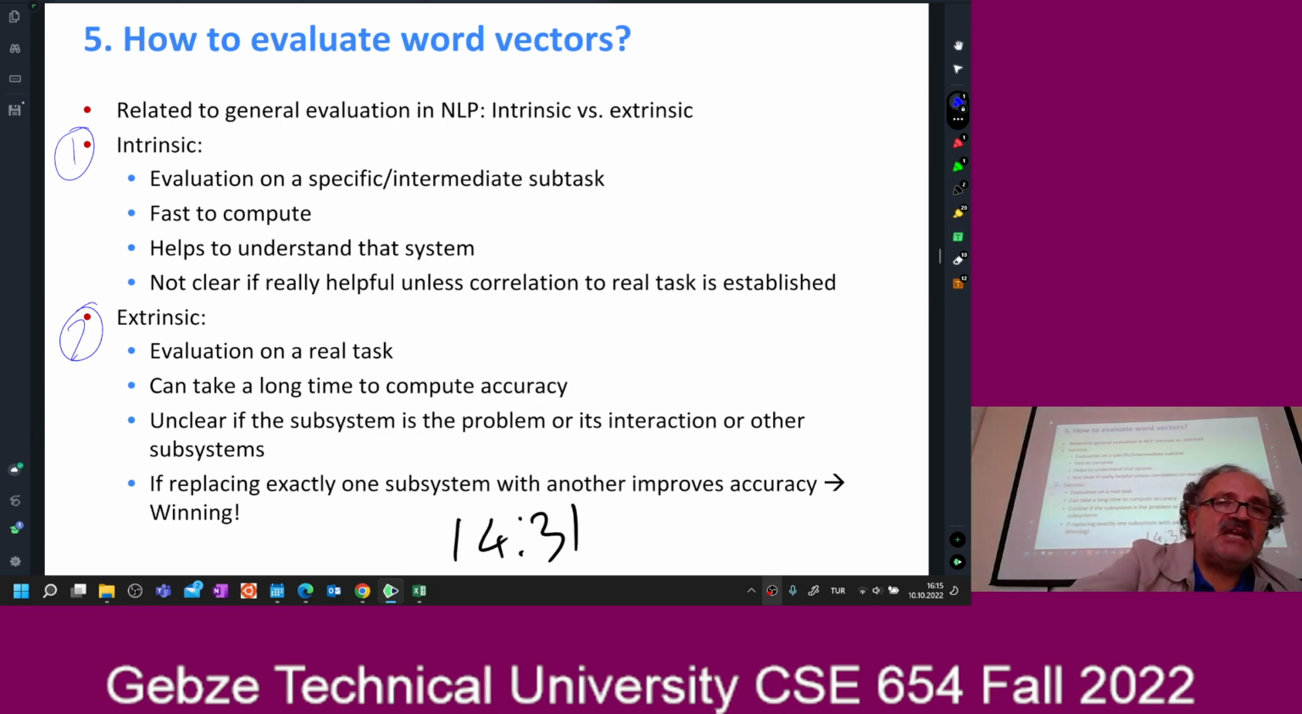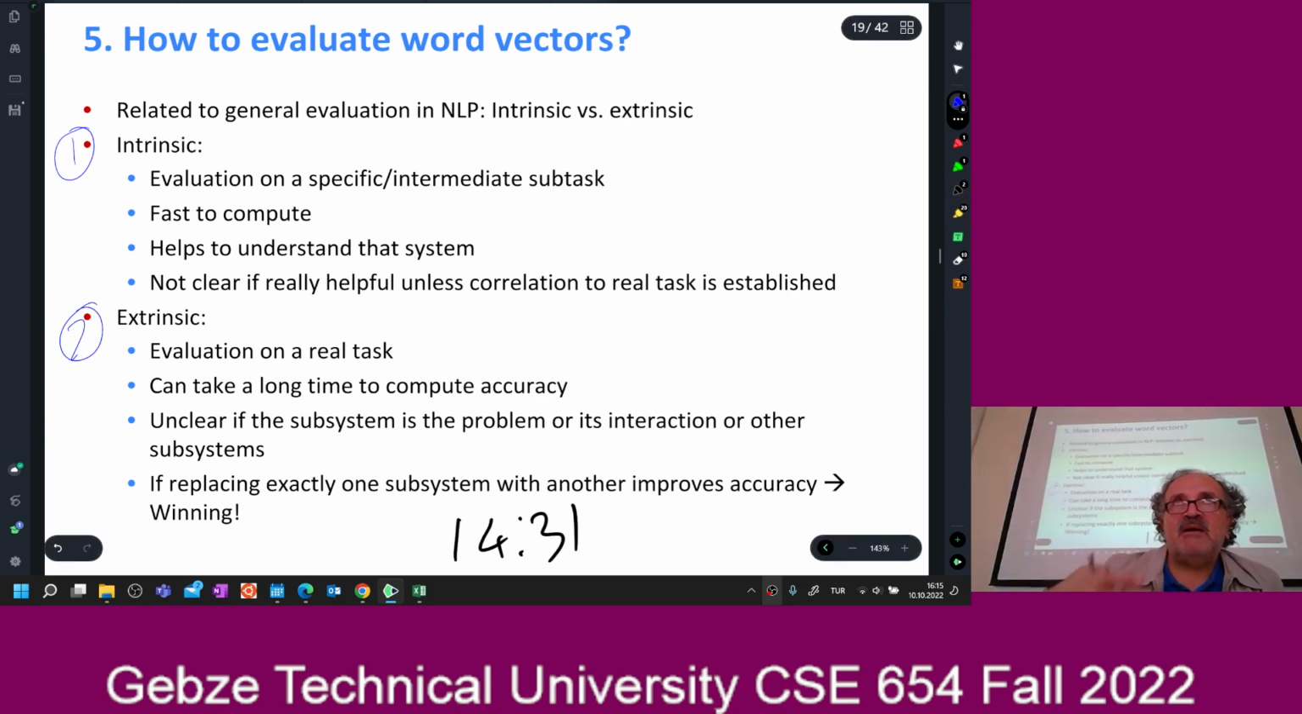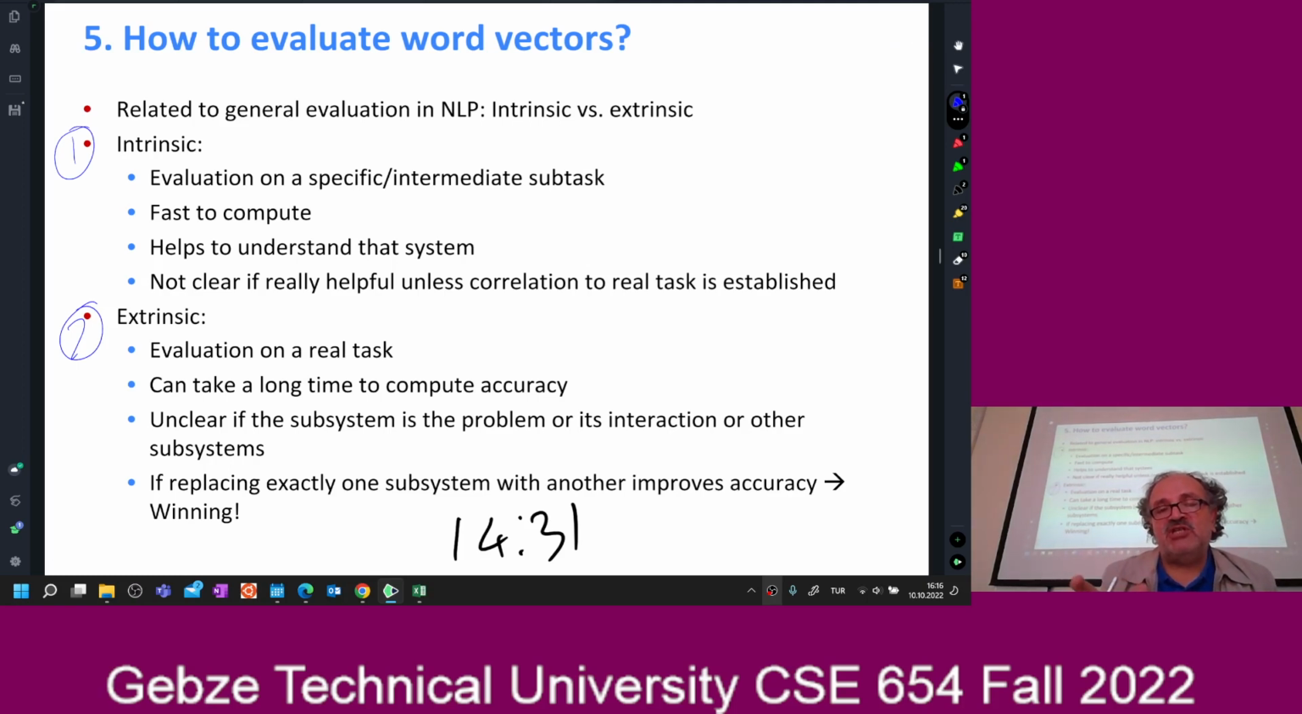The easy way is the intrinsic one. You come up with some kind of a test. I'm testing it this way. The second type of test is this: I am going to use your invention in a real NLP problem, for example machine translation, for example summarization. If the final results are good, then your method is good.